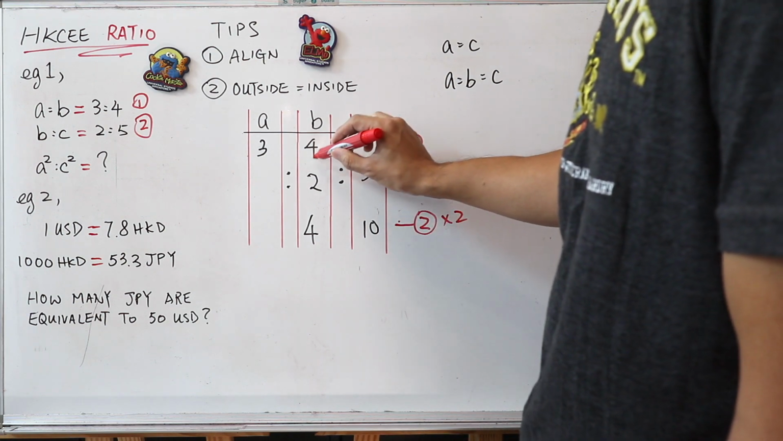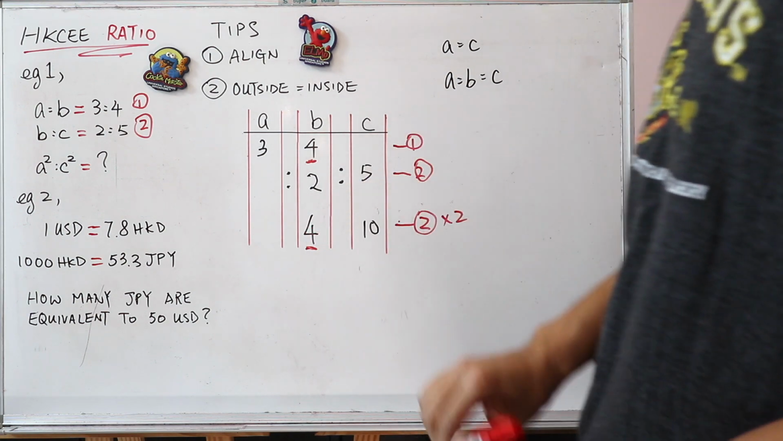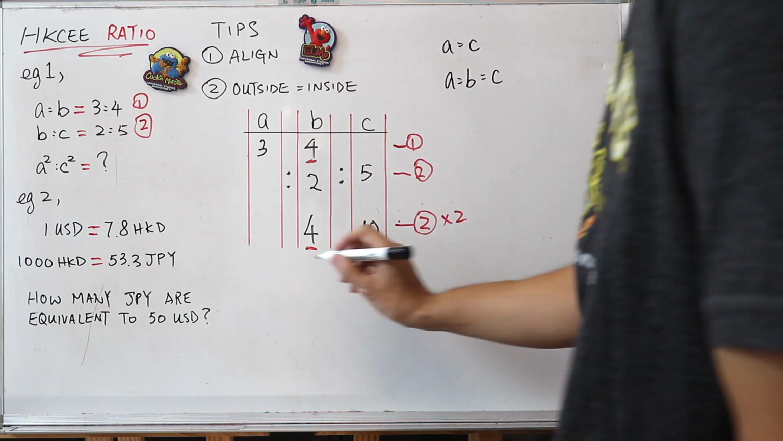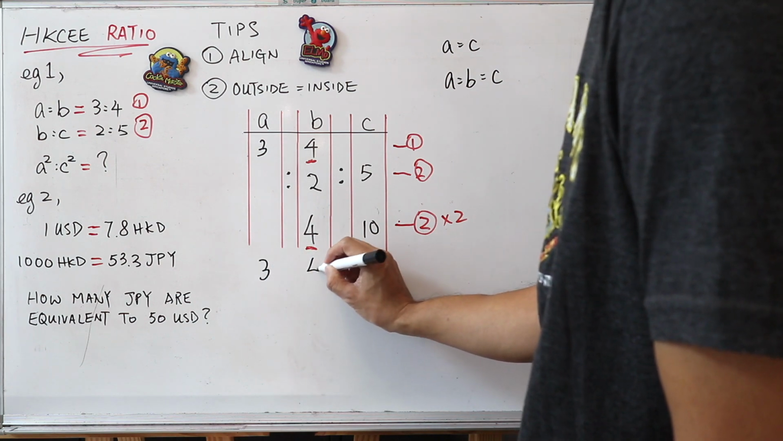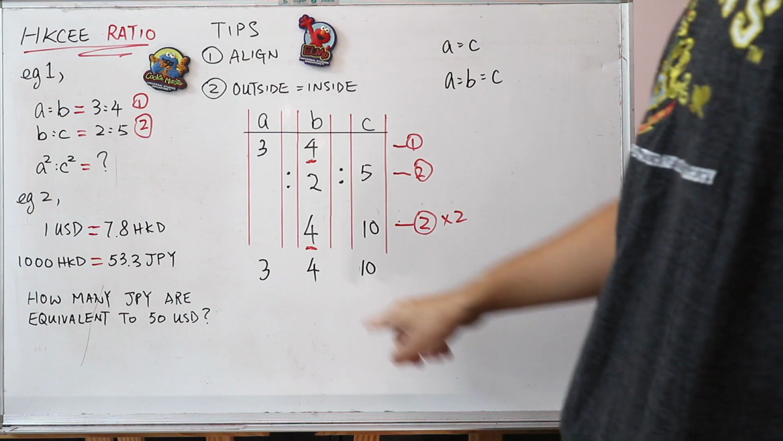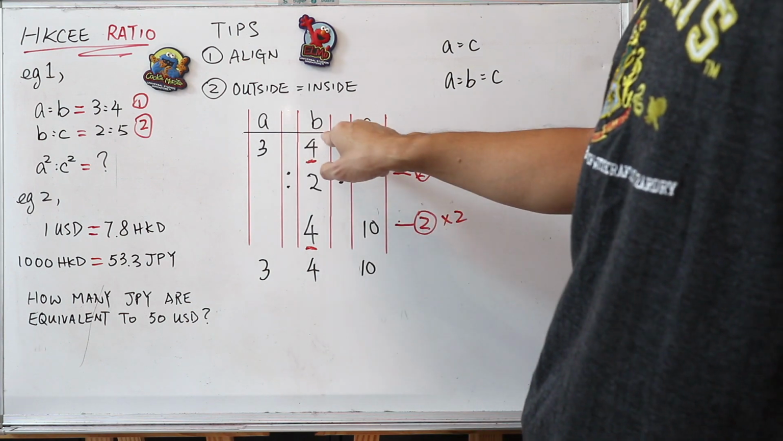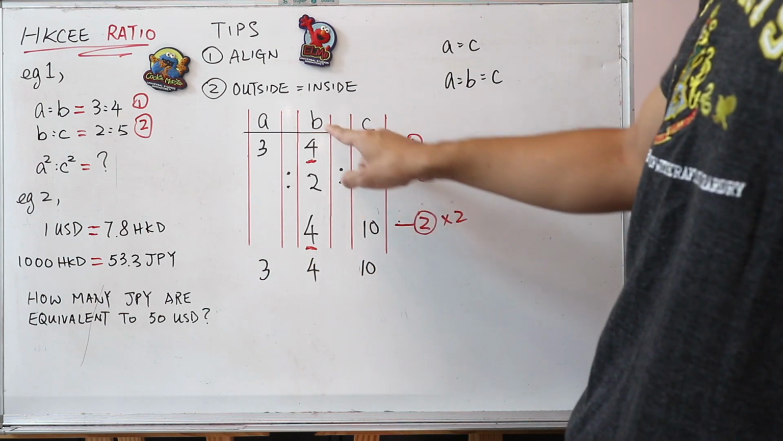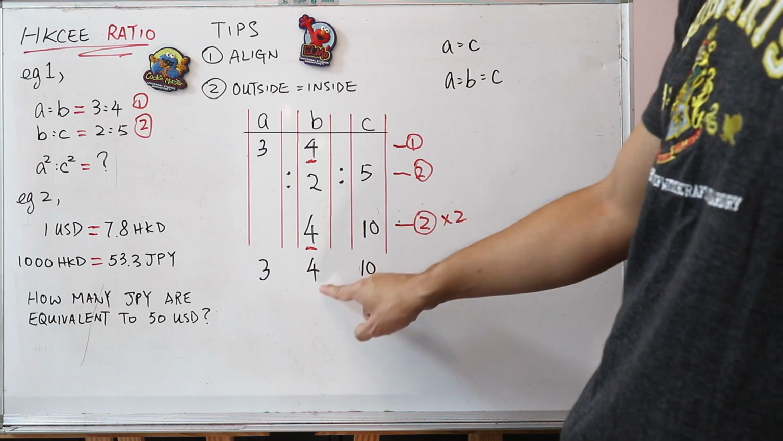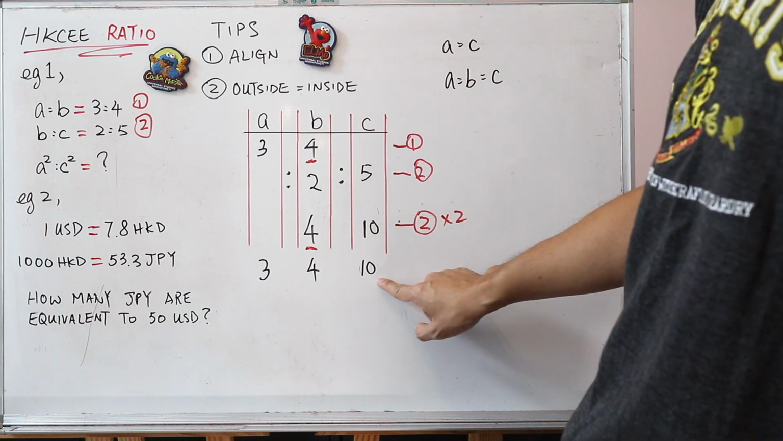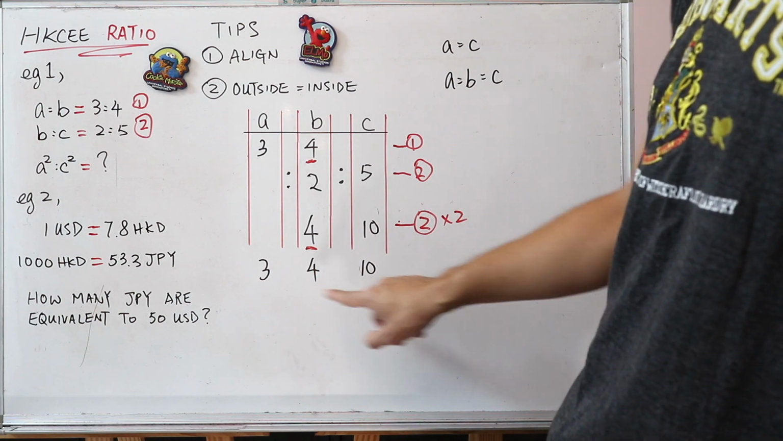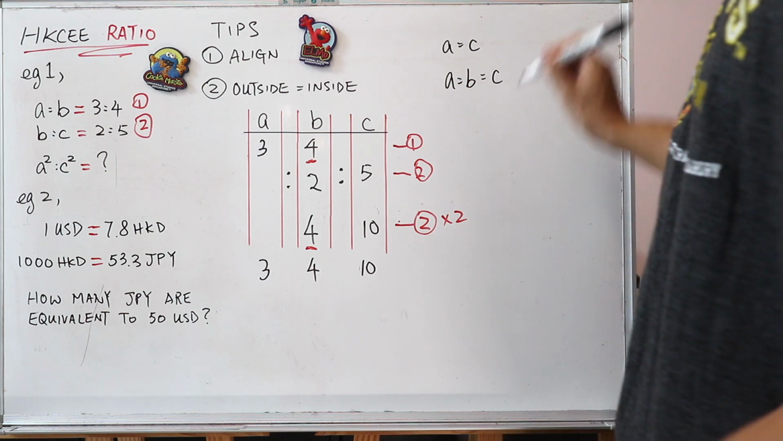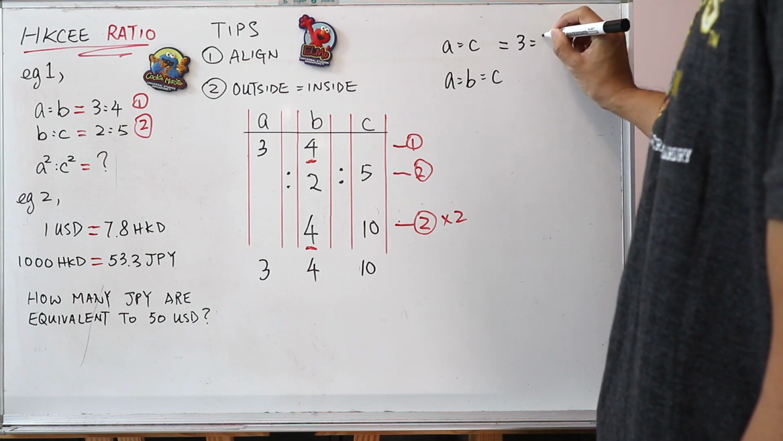Now because this number 4 and this number 4 are the same, we can compare A, B, and C directly. So the ratio of A, B, and C is 3 to 4 to 10. This 4 is common. We know that the ratio of A to B is 3 to 4, so if this is 4, then this definitely is 3. And we also know that the ratio of B to C is 4 to 10. With this value fixed at 4, we know that this must be 10. So the ratio of A to B to C is 3 to 4 to 10. Okay? So we have found the ratio of A to C, which is 3 to 10.